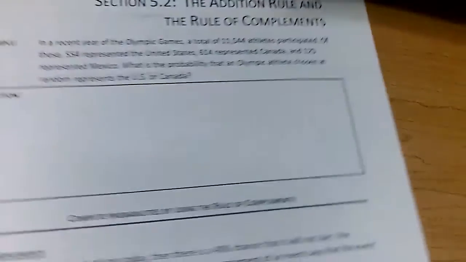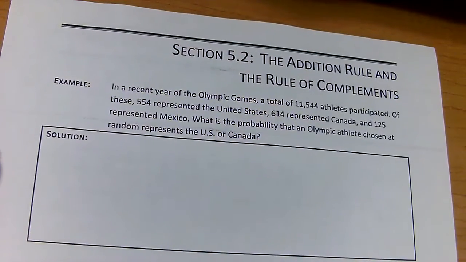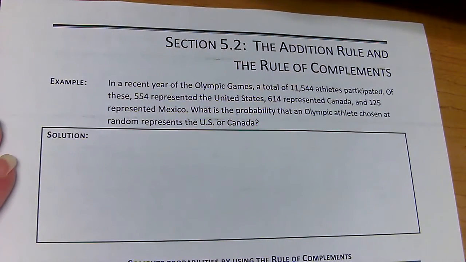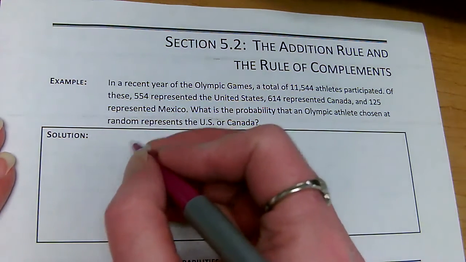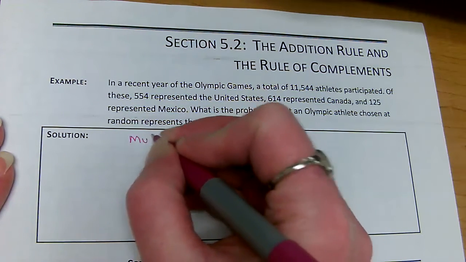Let's look at an example. In a recent year of the Olympic Games, a total of 11,544 athletes participated. Of these, 554 represented the United States, 614 represented Canada, and 125 represented Mexico. What is the probability that an Olympic athlete chosen at random represents the US or Canada? Well, let's think about that. Could we have somebody competing for both? No. So these are mutually exclusive.